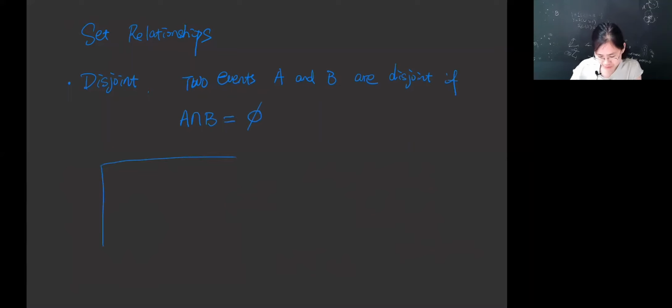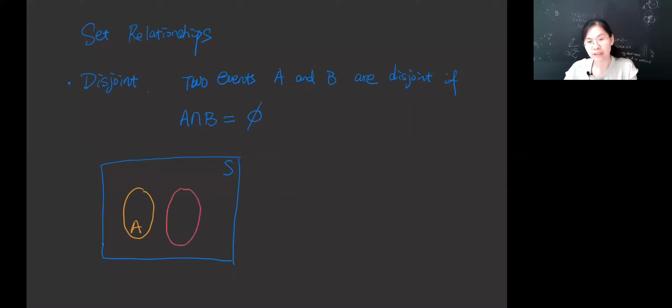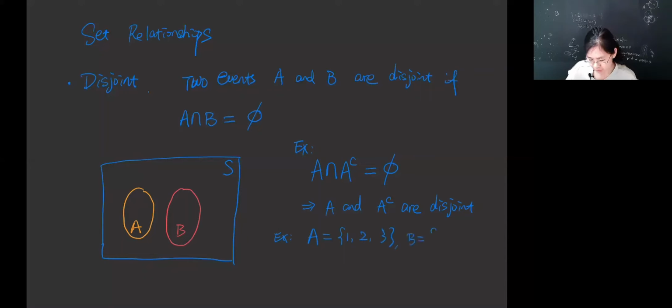Represented in the Venn diagram, suppose the set A is here, then the set B will be somewhere that doesn't overlap with A. And now clearly we know A and A complement have no intersection. Their intersection is an empty set. So A and A complement are disjoint. So this is an example. A more concrete example, suppose that A is 1, 2, 3, and B, in this case, let's say is 4, 5, 6, then A and B are disjoint.